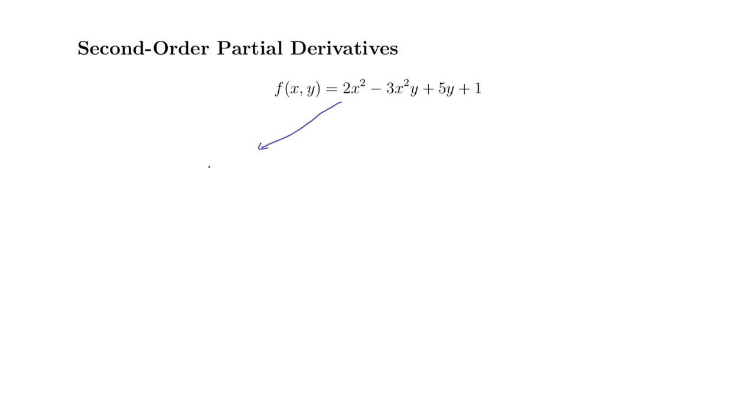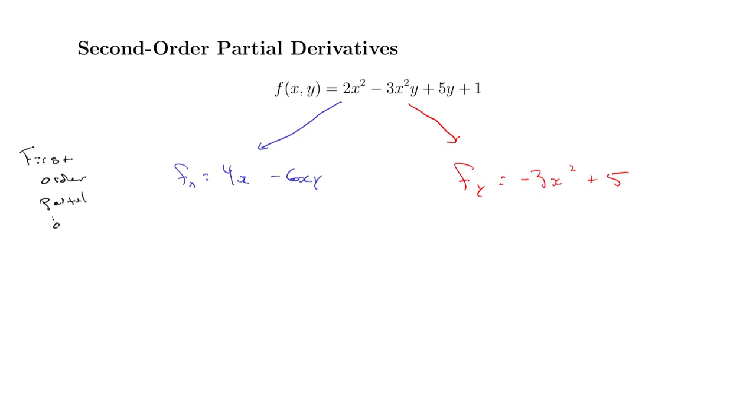Here we had f sub x, and that was 4x minus 6xy. And we had the partial derivative with regard to y, that was minus 3x squared plus 5. This is the same example that we did right at the very beginning. We're going to call this our first order partial derivatives. These are essentially first derivatives. We have two of them, though.